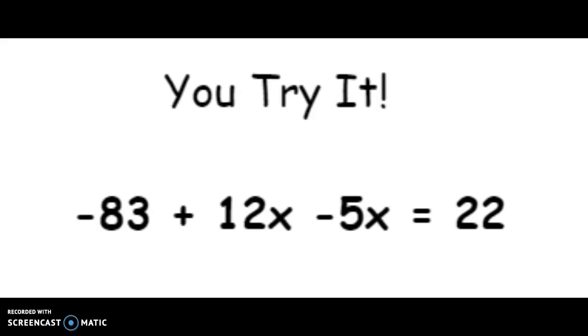All right, one more you try it, and then we're done. Negative 83 plus 12x minus 5x equals 22. Pause the video, work the problem, and we'll go over the steps together.